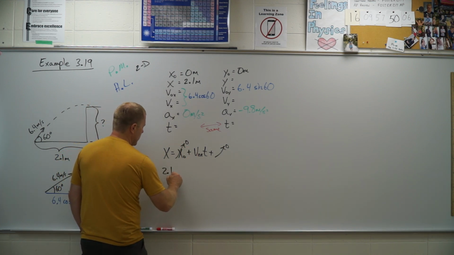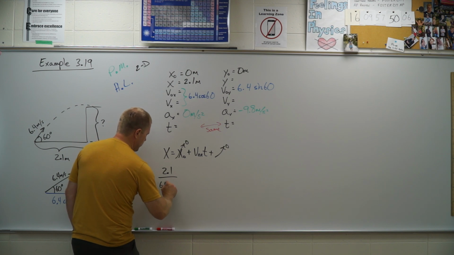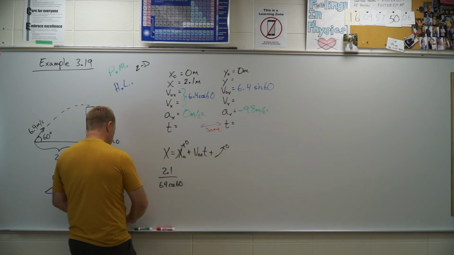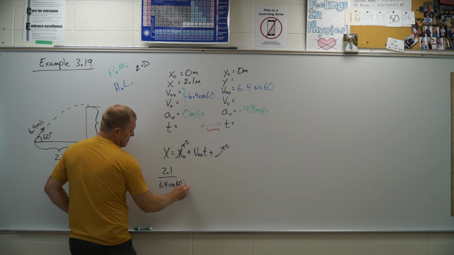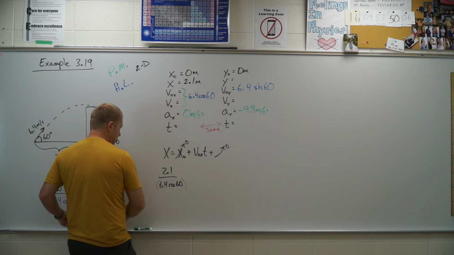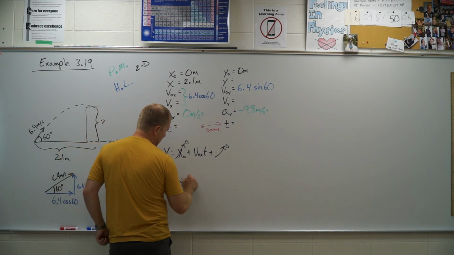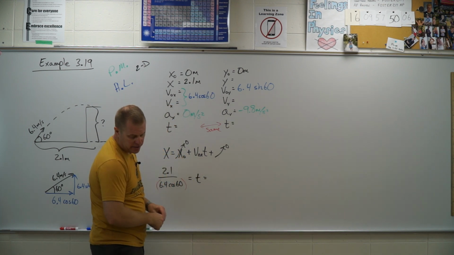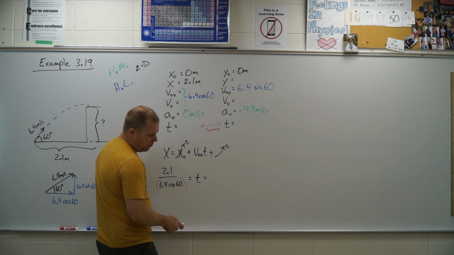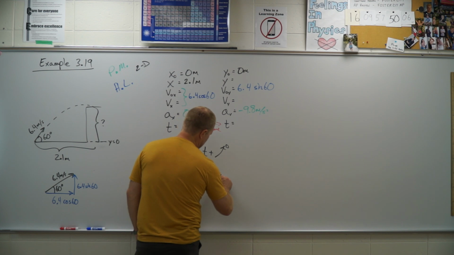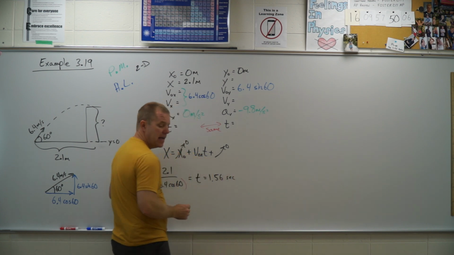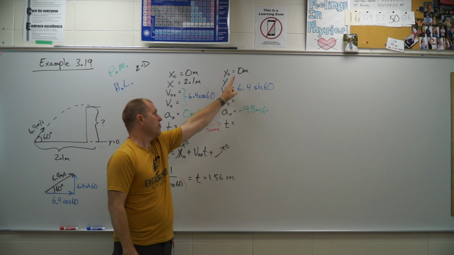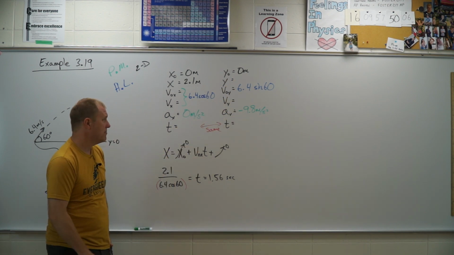So I have 2.1 divided by 6.4 cosine of 60. Make sure your calculator is in degree mode. Also, when you type this in, make sure you put parentheses around that stuff on the bottom. Got to have proper calculator syntax or you'll get some wrong answers. And you should get a time of 1.56 seconds in the air. Now we can use that time over here to solve for the height and solve for that Vy.